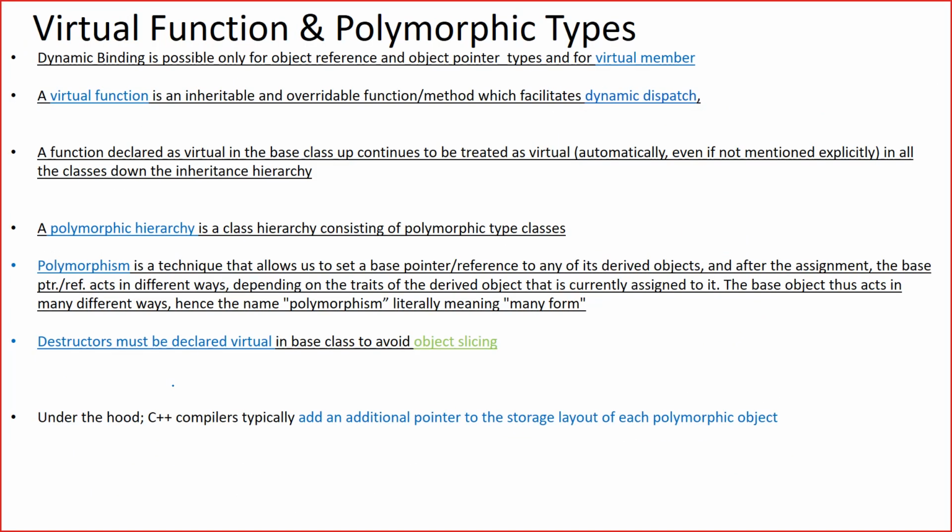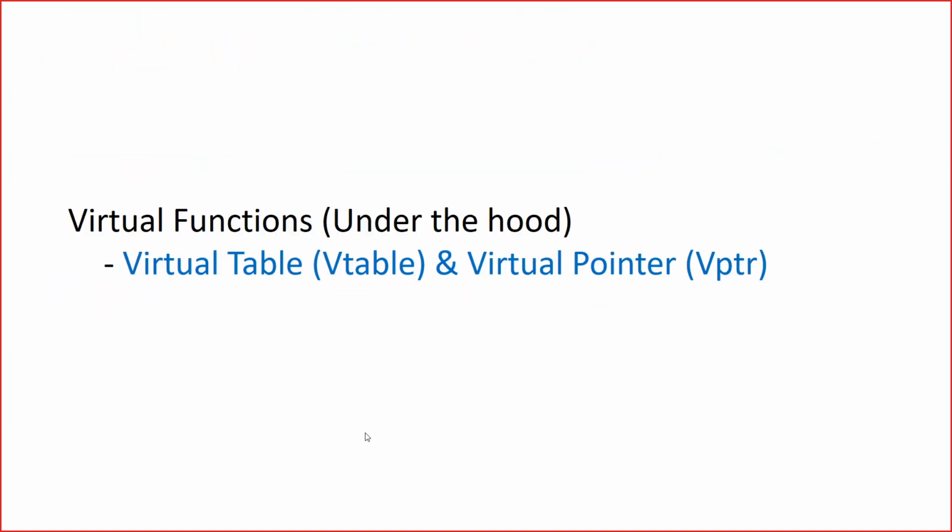So to summarize, we can say the destructors must be declared virtual in the base class to avoid object slicing, and under the hood the C++ compiler typically adds an additional pointer to the storage layout of each polymorphic object. What happens under the hood, that we will cover in my next class. We'll be considering how virtual functions work, what pointers are there, and what internally happens. That thing we'll be covering in the next class.